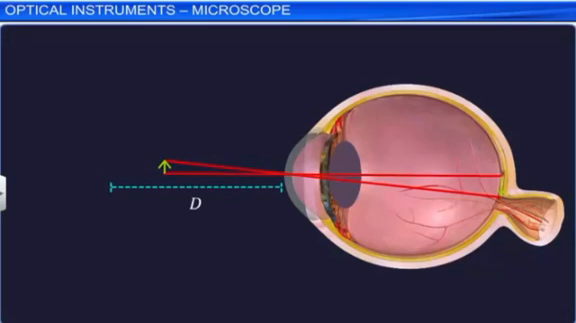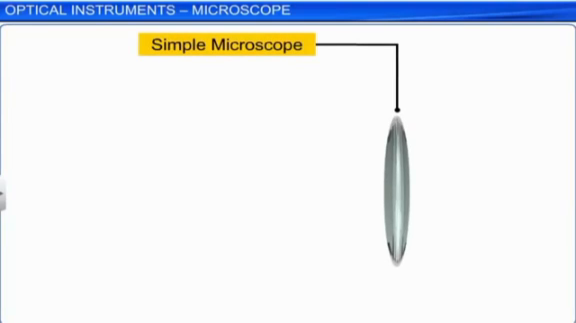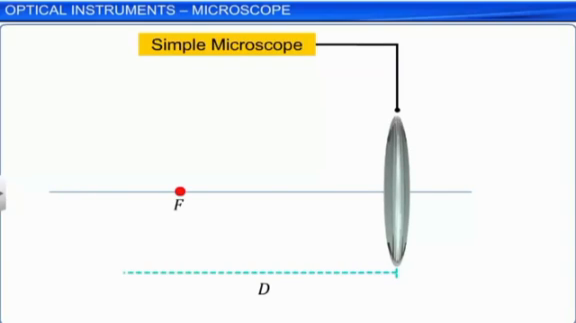A simple microscope is a converging lens of a small focal length. If it is placed between the eye and the object such that the object distance u is less than its focal length, then the erected magnified virtual image of the object is formed beyond the near point.